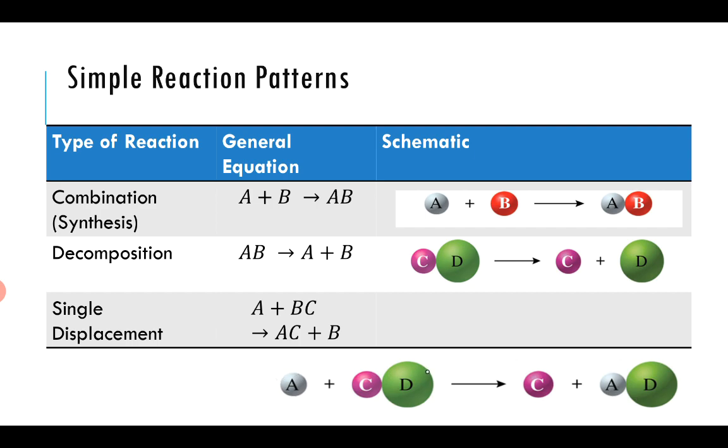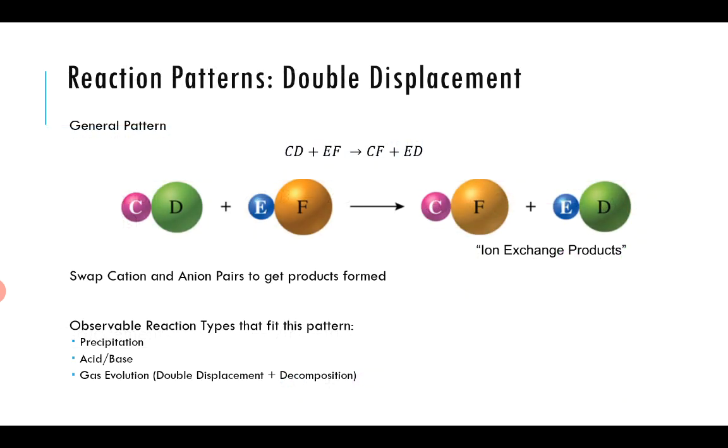Which element A kicks out and replaces depends on whether A would like to be a cation or whether A would like to be an anion. Remember that cations are always listed first in the chemical formula, and anions are always listed second. And we'll do an example in a little bit.